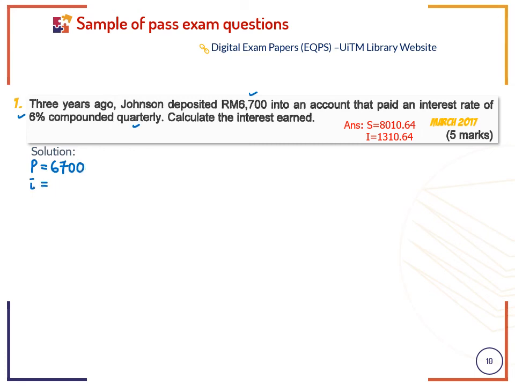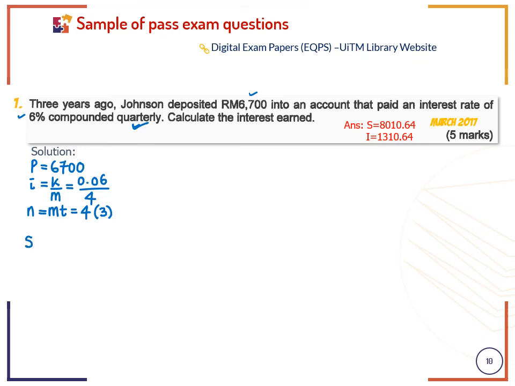I with the formula K over M, where K equal to 6% or 0.06 and M equal to 4, which is referring to quarterly, and N with the formula of MT, where M equal to 4 quarterly and T equal to 3 years.